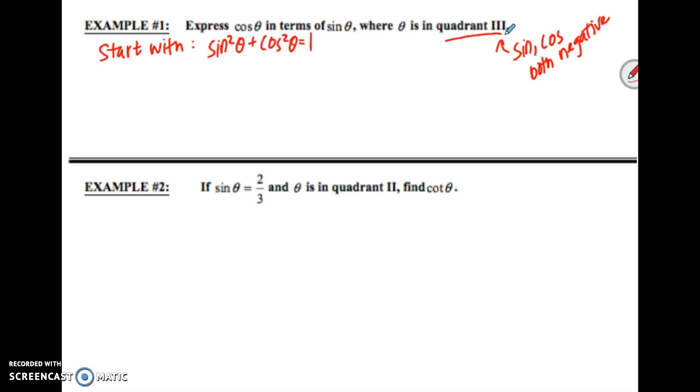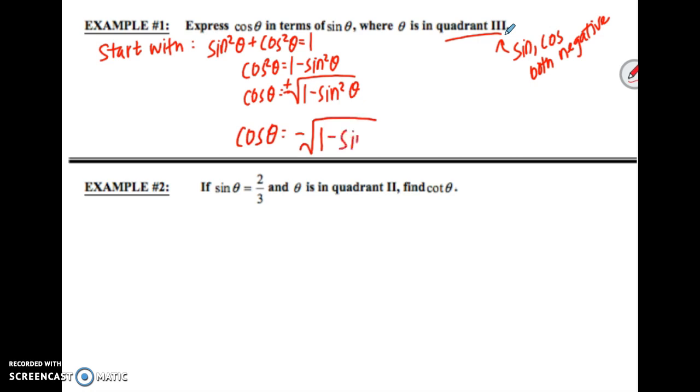And we're just going to solve for cosine. So subtracting sine squared on both sides gives us cosine squared of theta equals 1 minus sine squared of theta. Taking the square root of both sides, we're left with cosine of theta equals the square root of 1 minus sine squared of theta. And anytime we take the square root, we know that we have plus or minus. And since we know that theta is in quadrant 3, we know that cosine of theta is equal to the negative square root of 1 minus sine squared of theta. So this is how you would express cosine of theta in terms of sine.